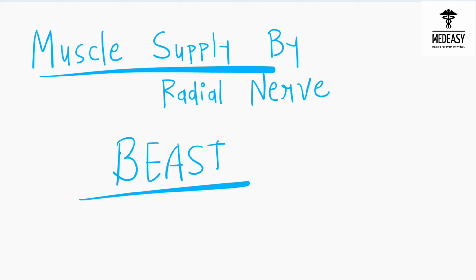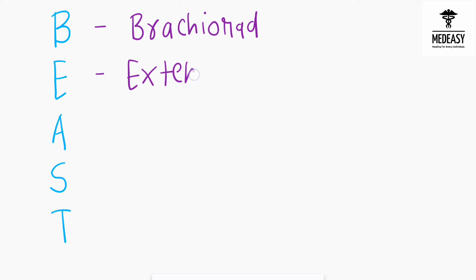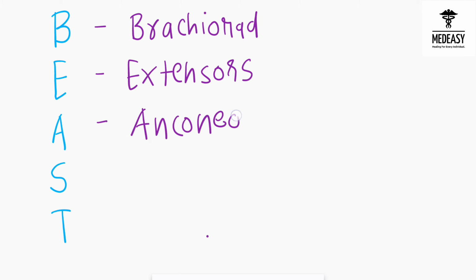Then let's start word by word. The first letter is B. For B we can take brachioradialis. Brachioradialis is supplied by the radial nerve. Then E for extensor. Whichever muscle starts with extensor is supplied by the radial nerve. Then the next is anconeus. All muscles which end with anconeus are supplied by the radial nerve.